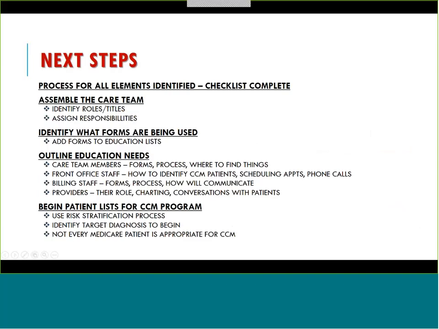Okay, so the next steps. All your processes for the elements have been identified, and your checklist is complete, so we know that we're going to be able to do the elements. We're moving forward. Your next steps are to get your care team assembled. Some people may have already done this, and that's okay, but you also need to make sure that everybody's roles are identified. If there is a title that needs to accompany that role, you need to definitely outline those and make sure everyone's aware of what the titles are and what the responsibilities are for that title.